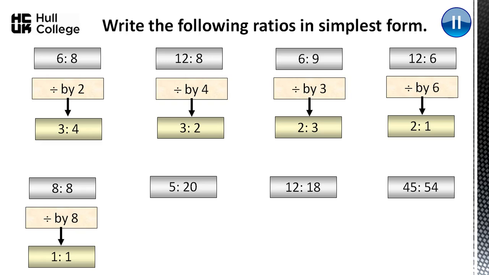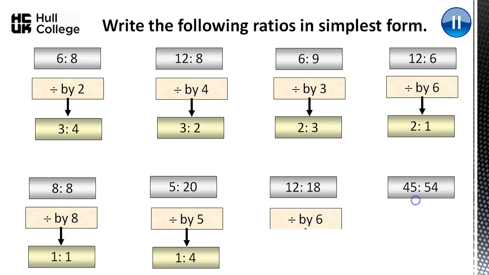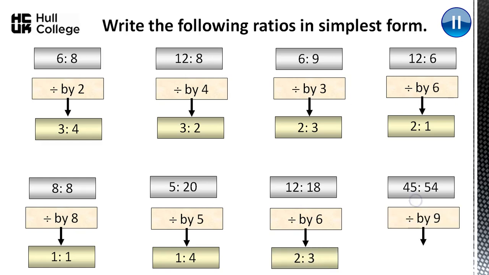1 to 1. 5 to 20, highest common factor, 5. 1 to 4. 12 to 18, highest common factor, 6. 2 to 3. 45 to 54, highest common factor, 9. 5 to 6. How did you do?